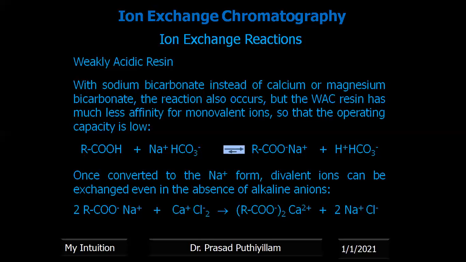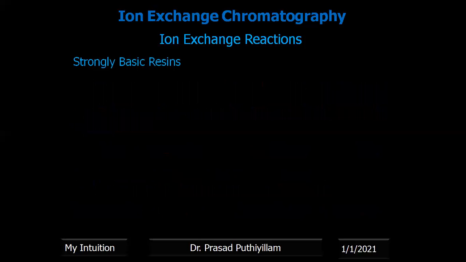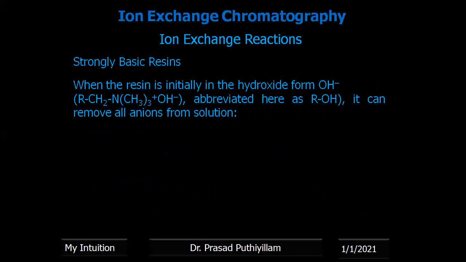And the next one is strongly basic resins. In strongly basic resins, the functional group is the quaternary ammonium form. If I abbreviate this structure simply as ROH, it can remove all anions from the solution, that is ROH + Na+ Cl- gives RCl + Na+ OH-.